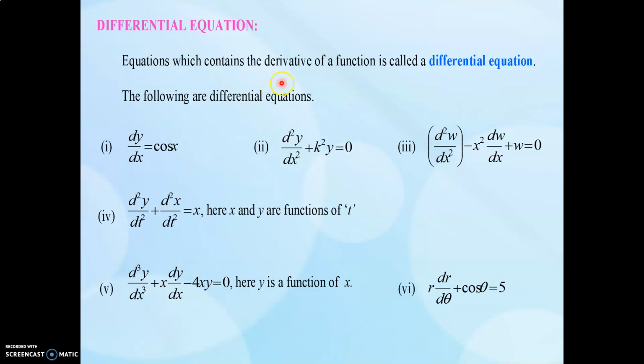Differential equation: equations which contain the derivative of a function are called differential equations. The following are differential equations. These are the examples of differential equations. So dy upon dx is equal to cos x, d square y upon dx square plus k square y is equal to 0, d square w upon dx square minus x square dw plus w equal to 0, d square y upon dt square plus d square x upon dt square is equal to x.